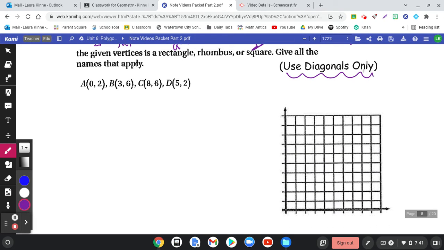All right, so first thing, again, let's plot these points. So 0, 2, remember, all points are x, y. Since 2 is in the y spot, it's on the y-axis. So there's our A. 3, 6, go over 3, up 6. 8, 6. That'll be an easy slope. And 5, 2. So that one.